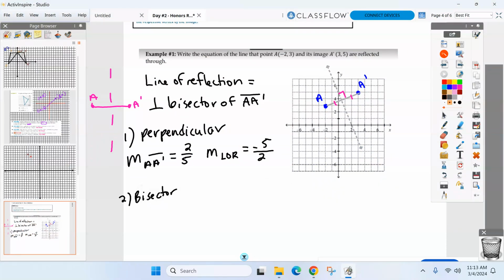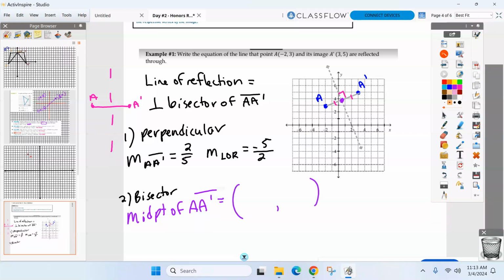All right, ready? Another vocabulary term. If the line of reflection is going to bisect my segment, it's going to go through what point on AA prime? Midpoint. Here we go. So let's find the midpoint of AA prime. And some of you are like, why the heck do I need to do that? Oh, you'll see. You'll see.